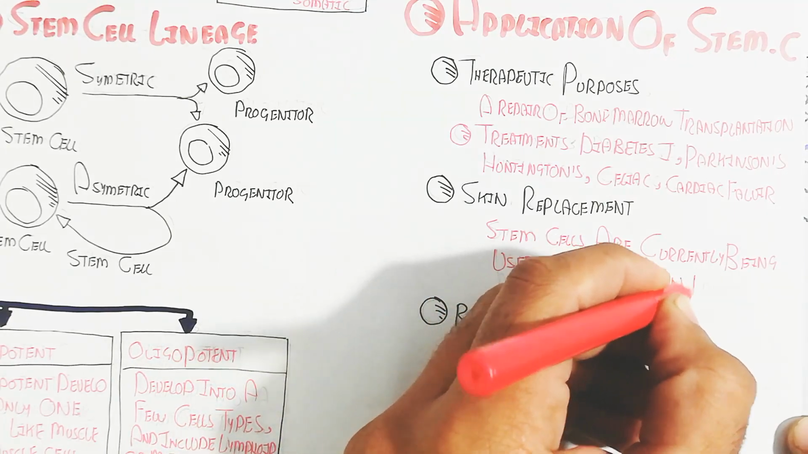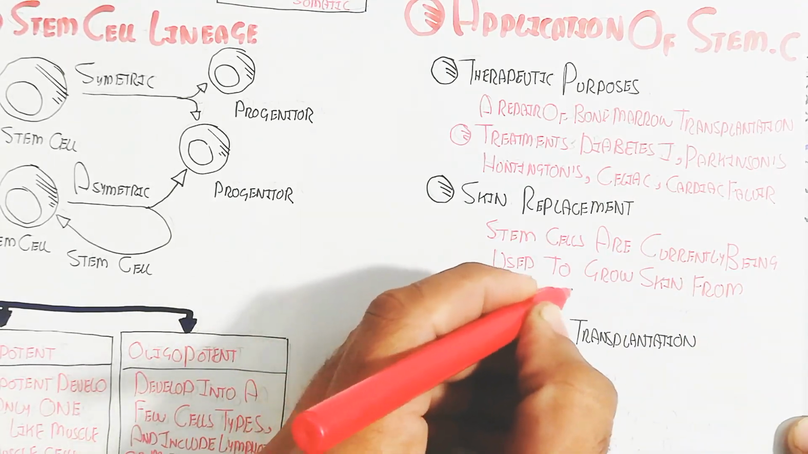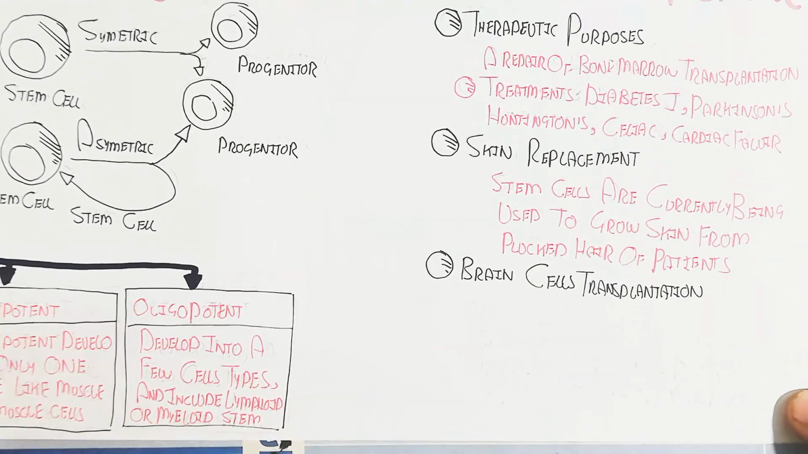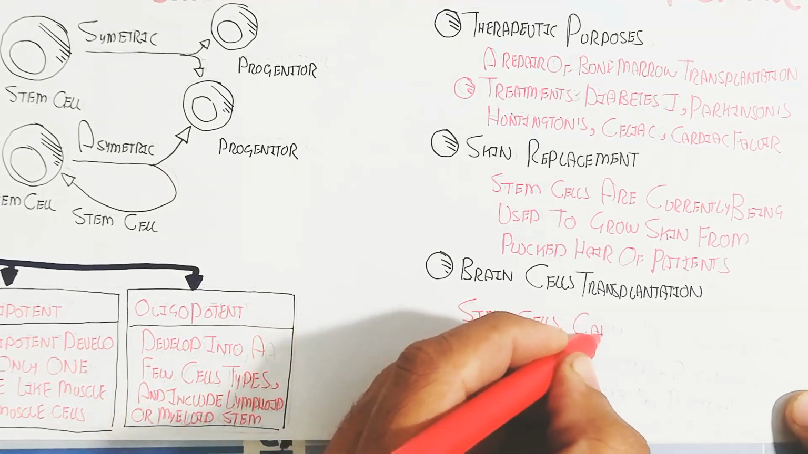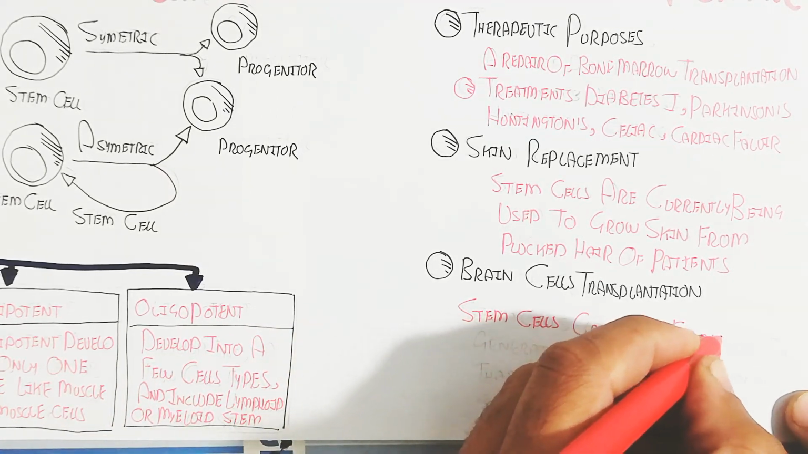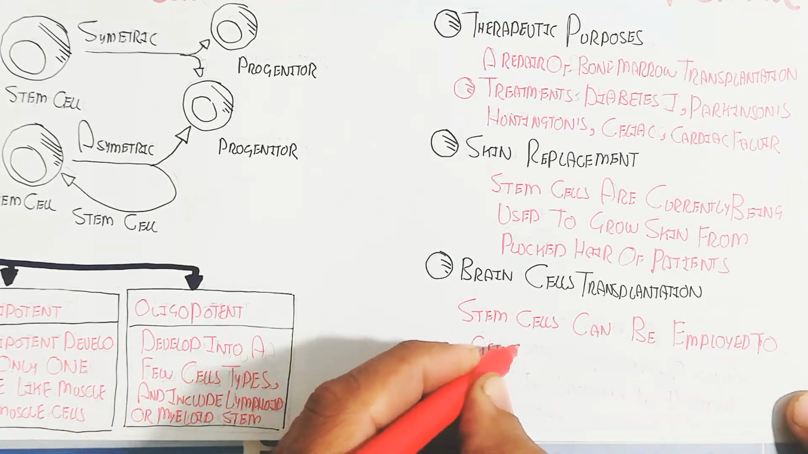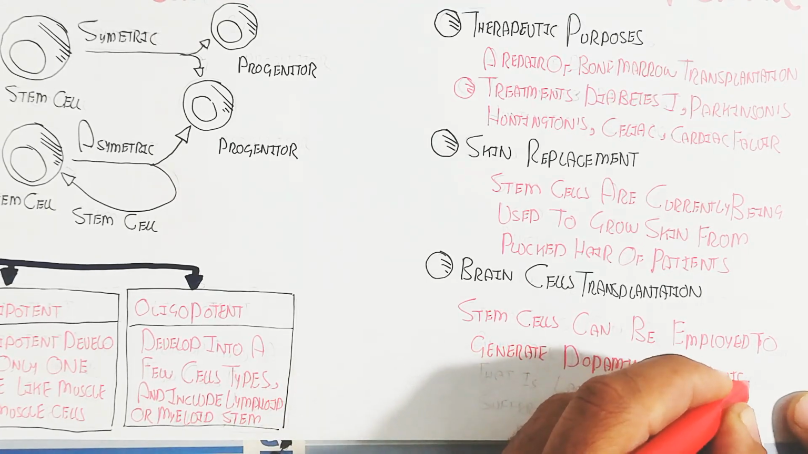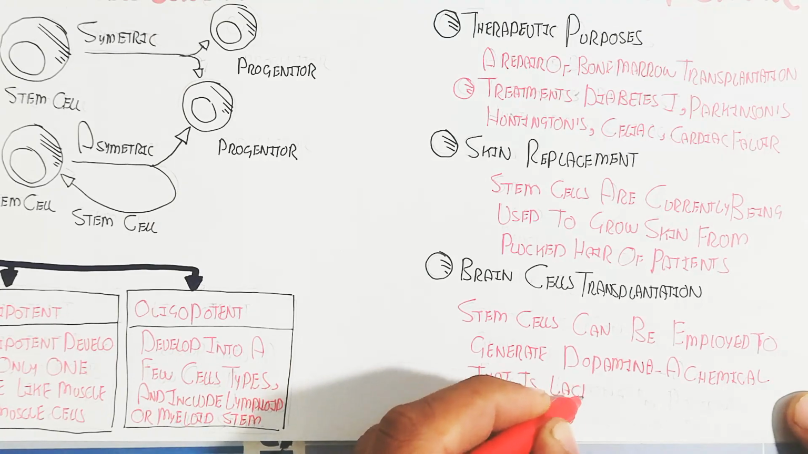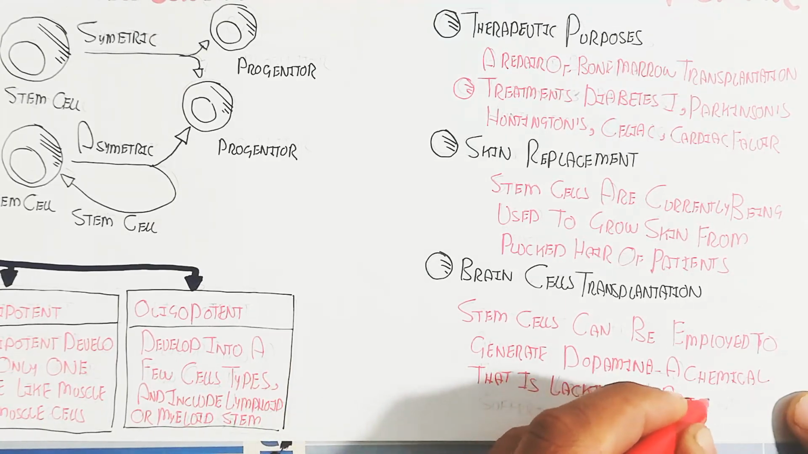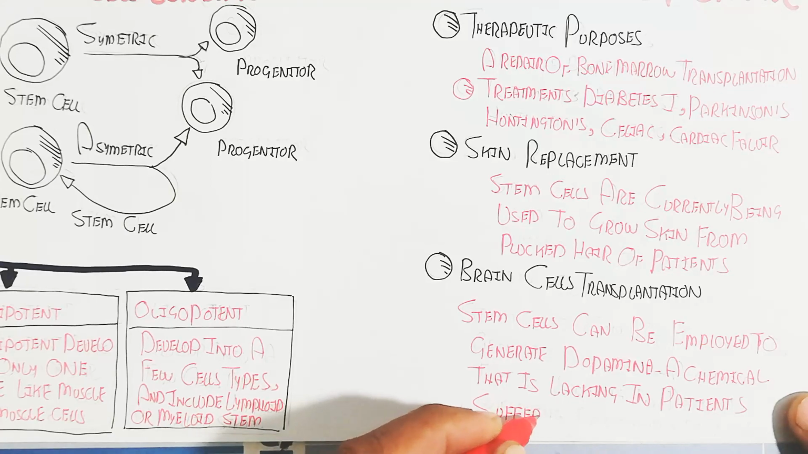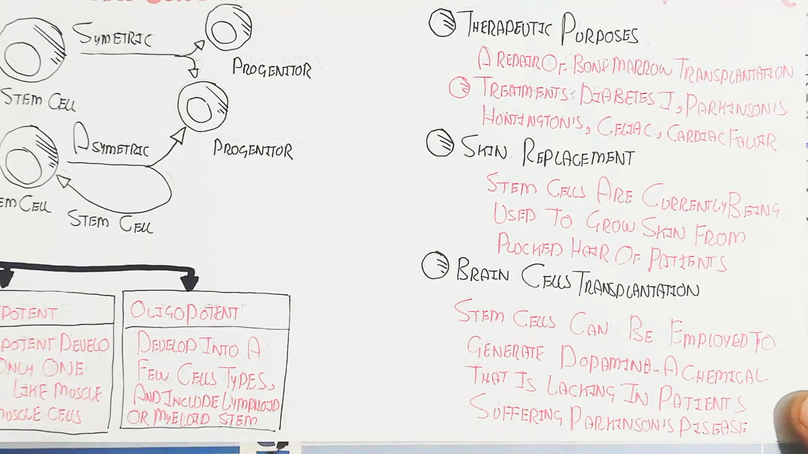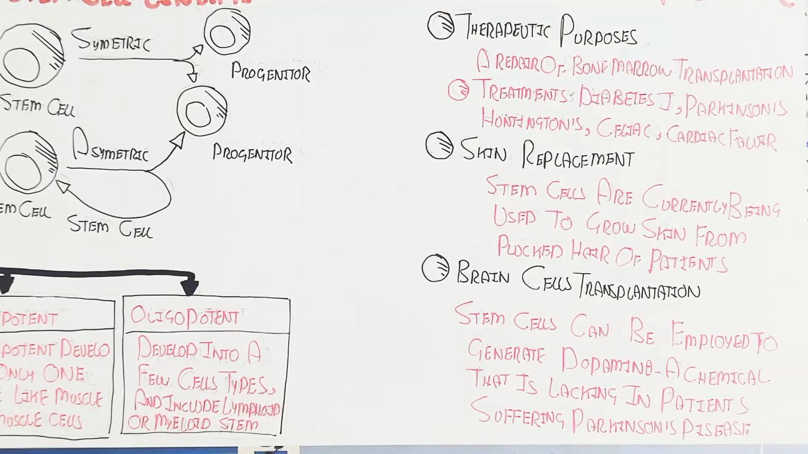Skin replacement means stem cells are currently being used to grow skin from plucked hair of patients. In brain cell transplantation, stem cells can be employed to generate dopamine, a chemical that is lacking in patients suffering from Parkinson's disease. The stem cell can be introduced into the brain and converted into neurons. In this way the neurons can be increased in the brain for normal function, for example in the cerebral cortex of the brain.